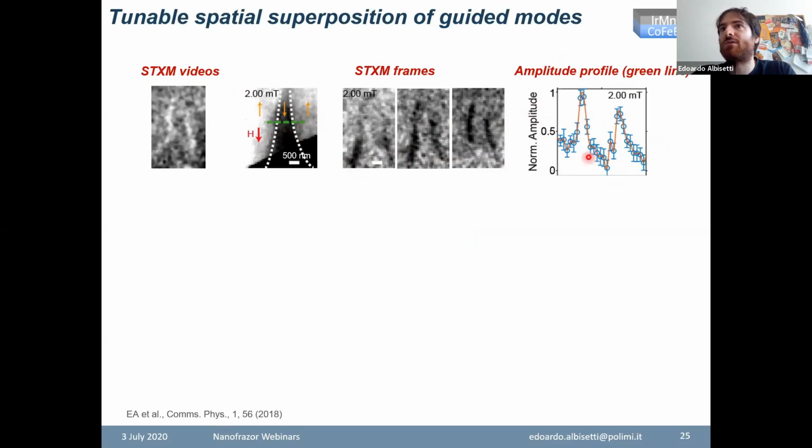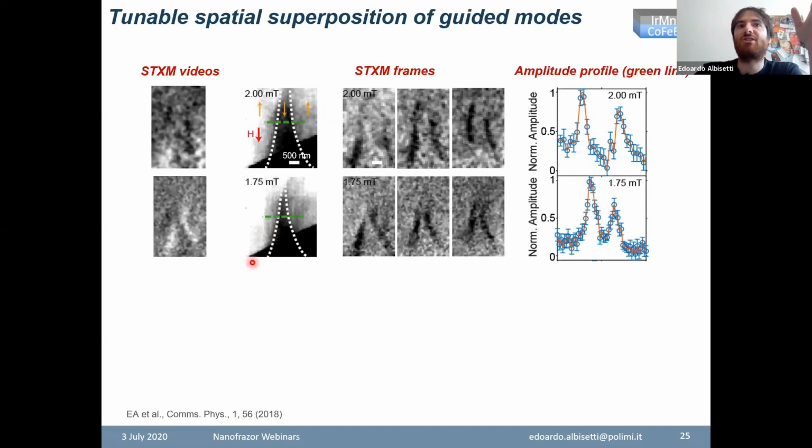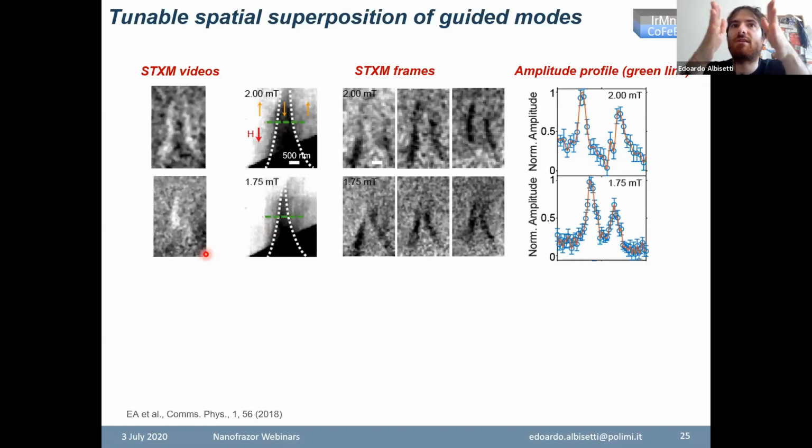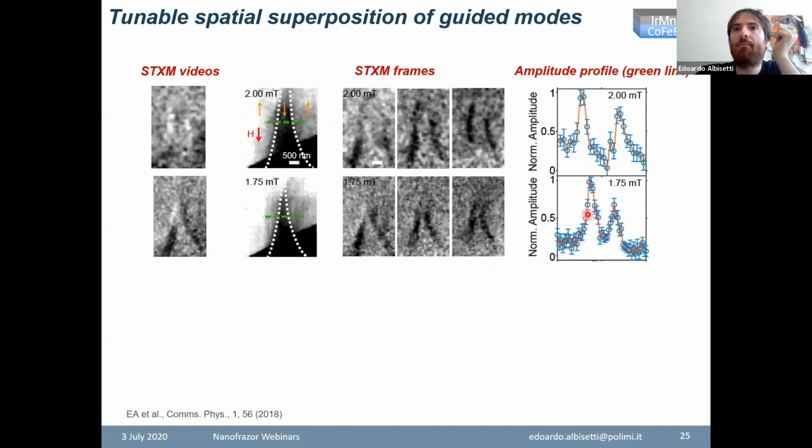And since the two domain walls are separated, here you have a 0 in the amplitude, which means that you actually have the two modes that propagate separately. But then we can use the fact that the domain walls can be moved with the external field. So if we change the external field, then we can make the domain walls a little bit closer. And we, again, measure the amplitude of the spin waves across this line. And you see that they're much closer, the two peaks.